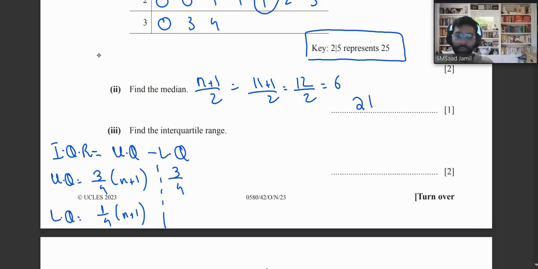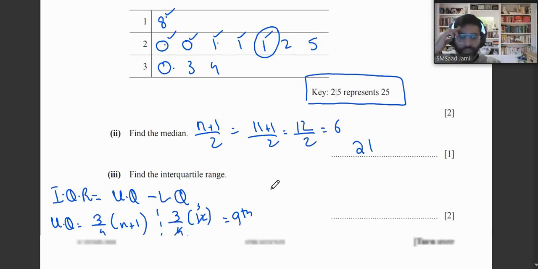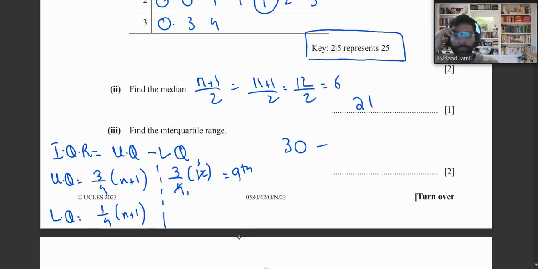3 upon 4 multiplied by n, which is 11. 11 plus 1 is 12. So 4 threes are 12, 3 threes are 9. Ninth term. Which term is the ninth term? 1, 2, 3, 4, 5, 6, 7, 8, 9. So it's 30. Upper quartile is 30.